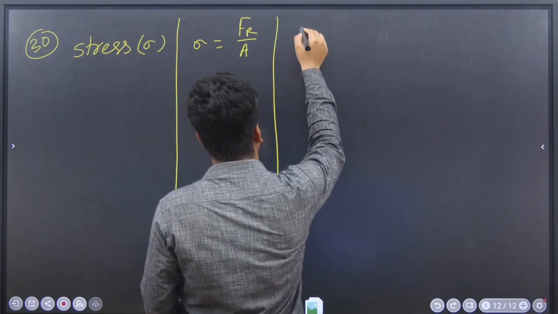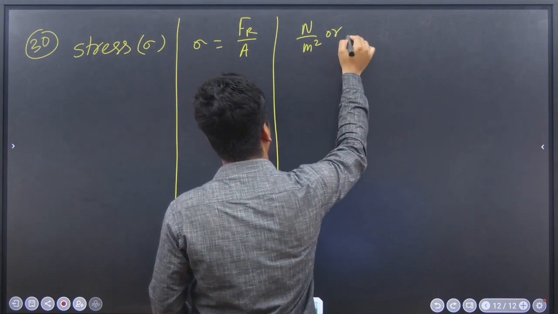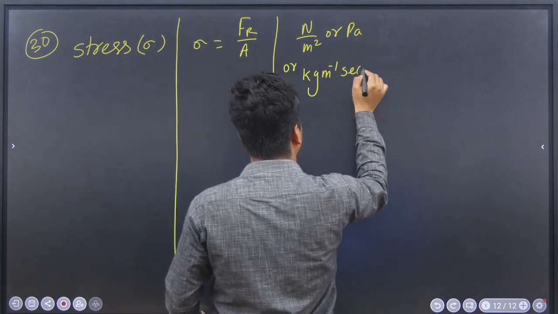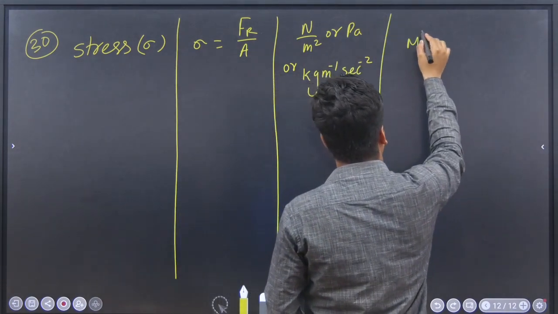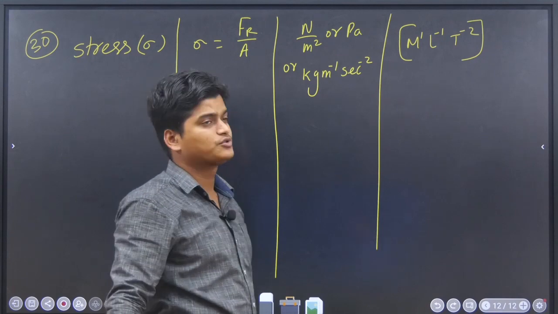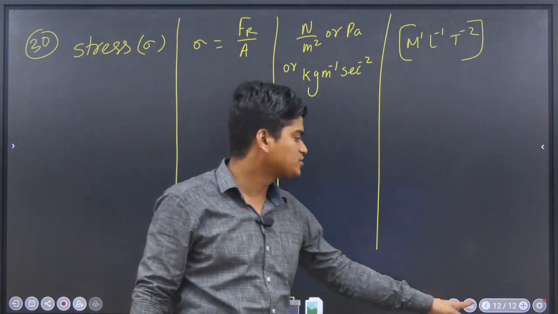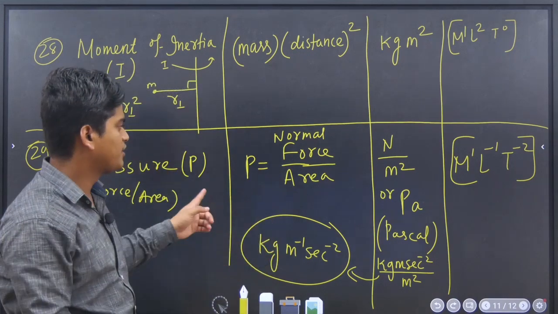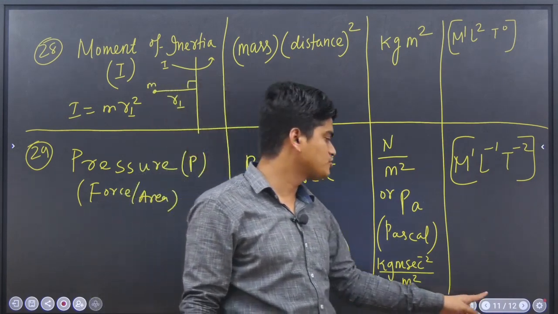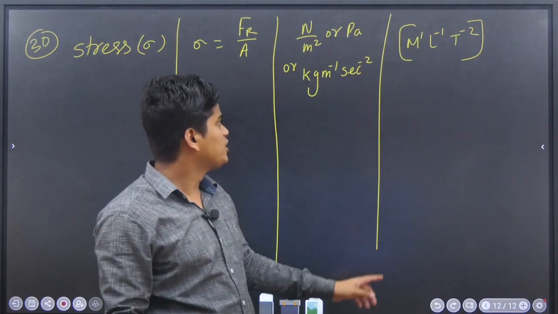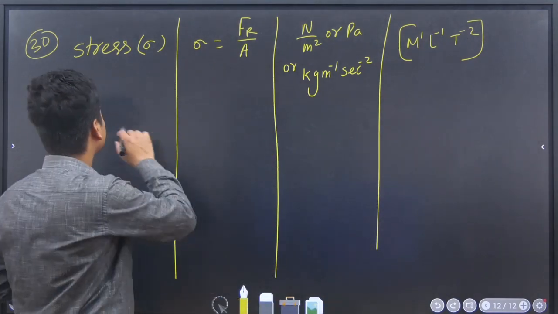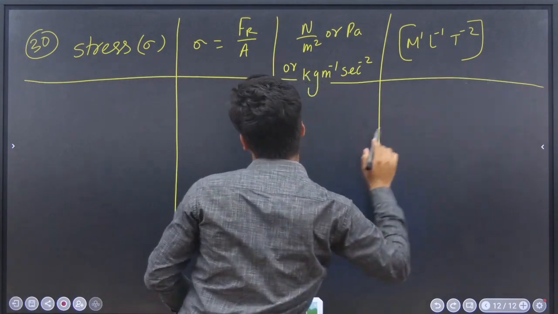Here if I write SI unit, so force means it is the same thing, Newton by meter square, or you can write Pascal, or just now we understood its unit is kg meter to the power minus 1 second to the power minus 2, or I can write M to the power 1 L to the power minus 1 T to the power minus 2. Same dimension as compared to your pressure. So pressure is Newton by meter square, similarly that will come, and here you see it came also kg meter to the power minus 1 second to the power minus 2. So here also same thing, M1 L minus 1 T minus 2. So pressure unit and stress unit is the same. Okay, remember that.